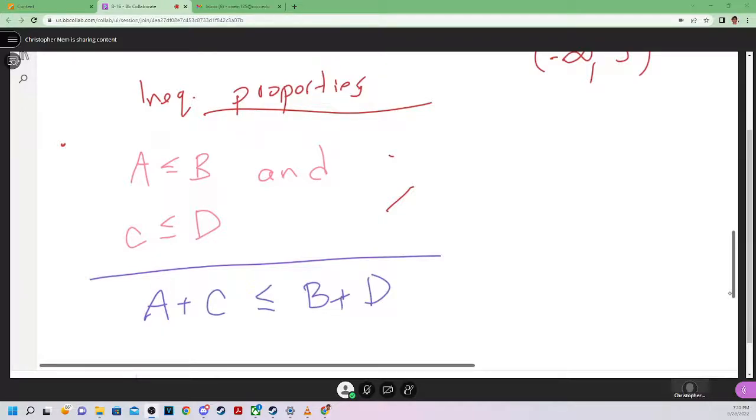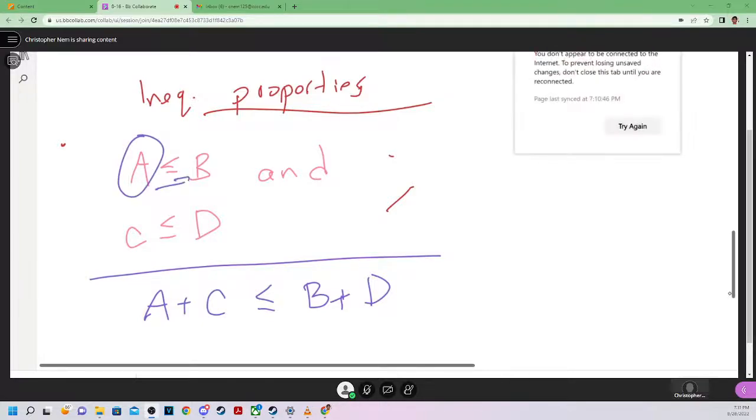And the reason why I'm able to do that is because D is bigger than or equal to C, and B is greater than or equal to A. Both of them are greater than or equal to the left side. So this does hold. This guy is less than this guy is less than this guy. So if I add these two, they should be less than these two added.